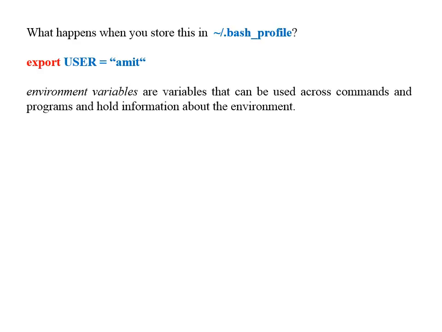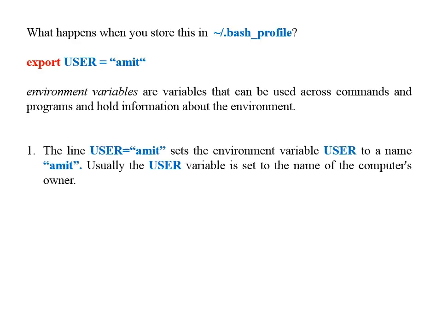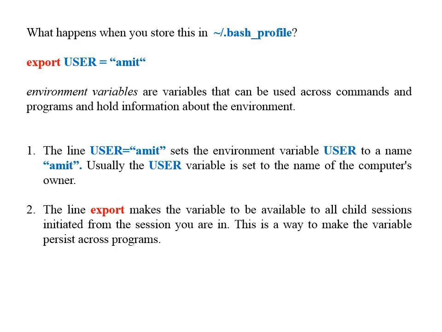Environment variables are variables that can be used across commands and programs and hold information about the environment. The line USER=omit sets the environment variable USER to the name omit. Usually the USER variable is set to the name of the computer's owner. The export keyword makes the variable available to all child sessions initiated from the session you are in. This is a way to make the variable persist across programs.